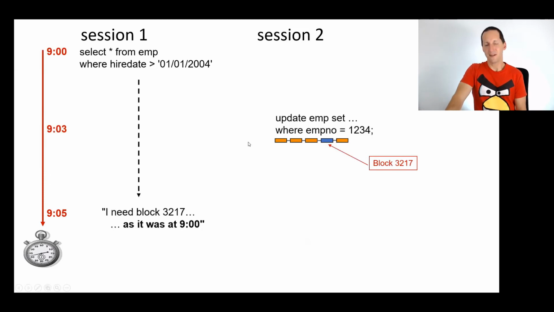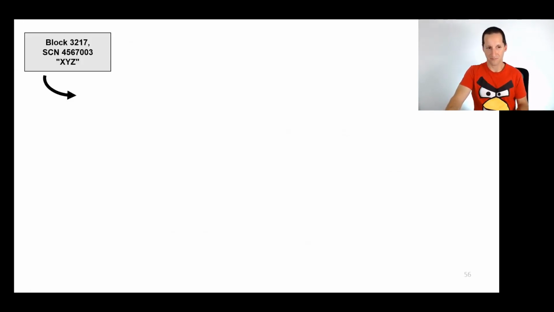So if I've got a table block that was changed at 9:03 and I need to get it as it was at 9 o'clock, what do I have to do? I have to undo the transactions that were applied. I have to do a rollback of that particular transaction. And the time equals the SCN when it comes to Oracle. That's the system change number.